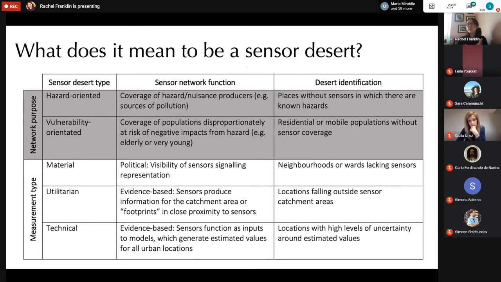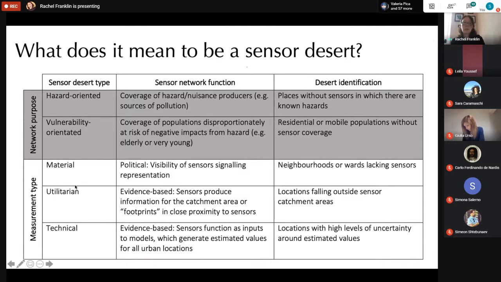So there, if you were thinking about what it means to be a sensor desert, you would say, well, if you have places where you have known hazards and you haven't placed a sensor there, then you're almost knowingly, willingly not producing knowledge for those polluted locations, right? And the engineers are very much interested in where the hazards are produced. From a demographic or geographic perspective, I'm more interested in where the people are located, right? So you could think about this as being more vulnerability oriented, right? And here you would think about placing your sensors where vulnerable populations are located. And in that case, a sensor desert would be places where populations are not covered by a sensor, right?